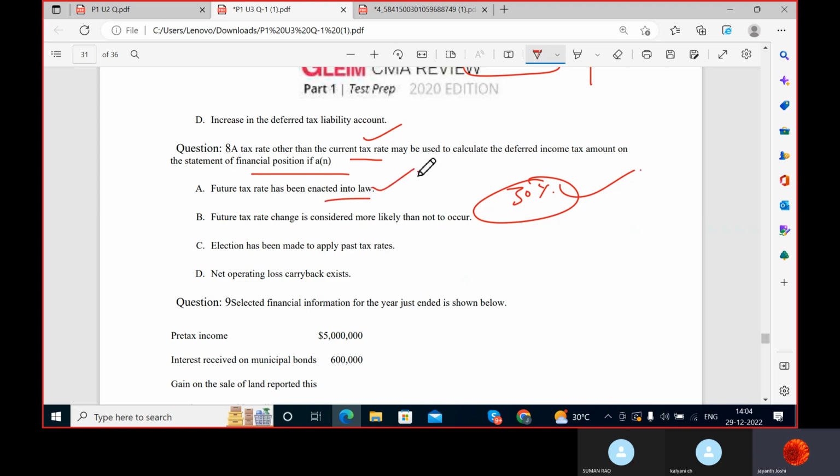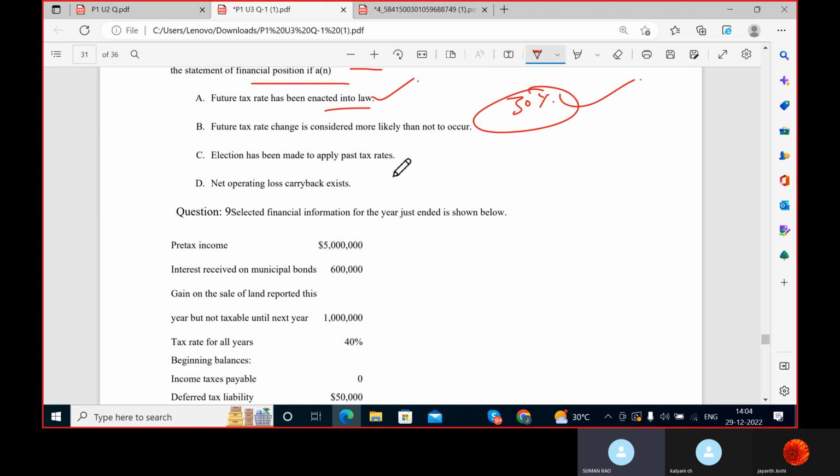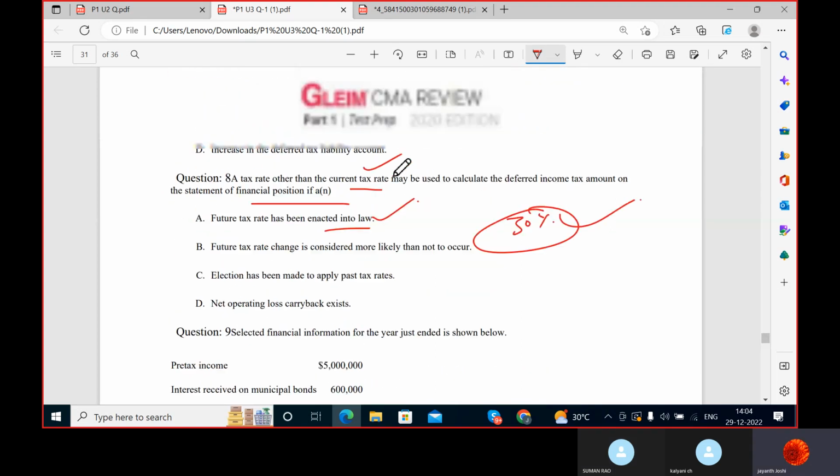That means if they change any tax rates, we'll apply that rate only. Correct? Right. If changes happen, then we'll apply that. Otherwise we'll continue with the rates which are not changed. Correct? Yeah. These are the questions.